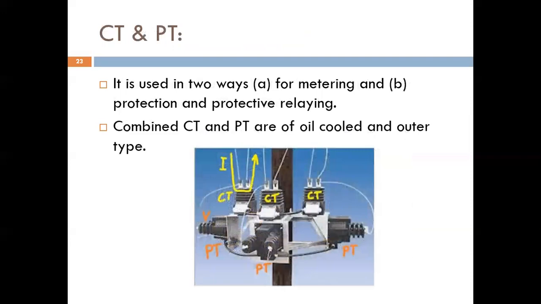Now the CT and PT are used for metering and for protection, along with protective relays. Mainly CTs are used; the full form of CT is current transformer and PT is potential transformer. CT is used for measurement and protection of the supply, connected with a relay. So you see in the diagram, the CTs are connected in series and the PTs are connected in parallel.